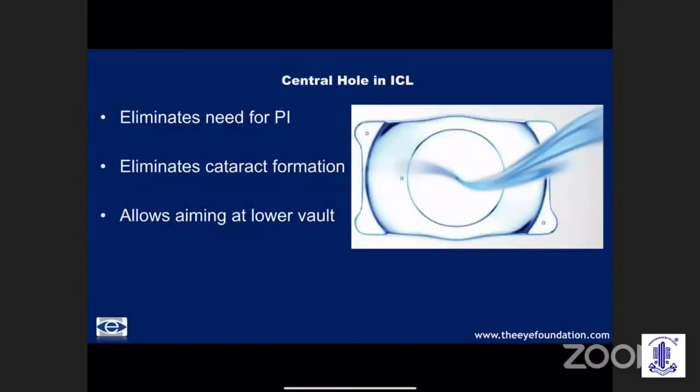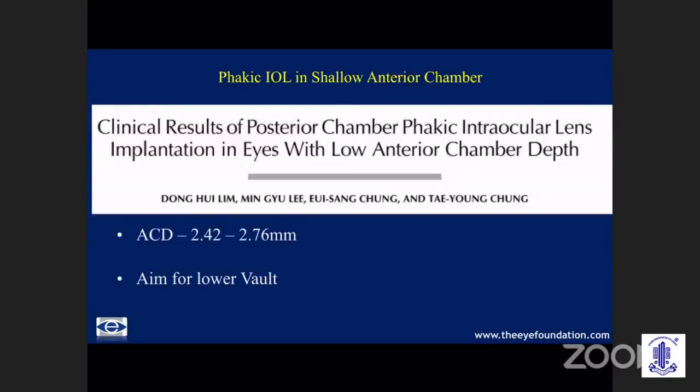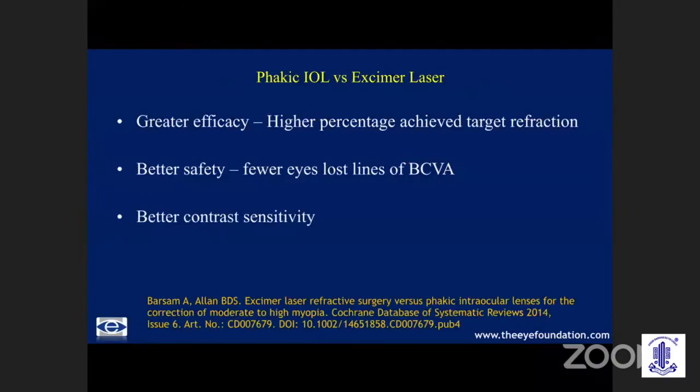Now, my opponent may say that complications, including cataract, are one of the potential drawbacks. However, with the advent of the central hole models, the 360-degree micron hole allows a good movement of the aqueous, and the rates of complications such as cataract have drastically reduced. They also allow a lower vault, and studies have successfully shown the implantation of phakic IOLs in AC depths as low as 2.4 millimeters over a 4-year follow-up.